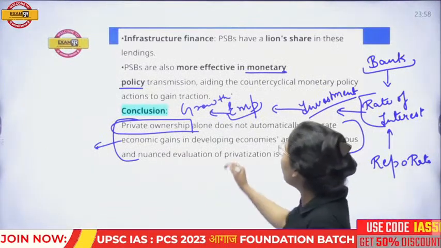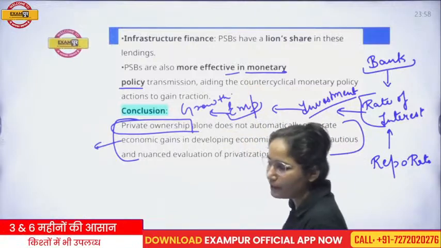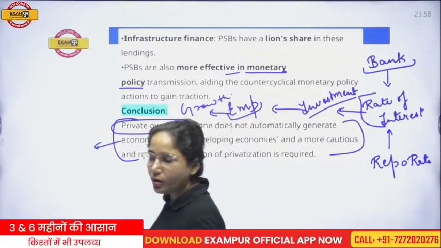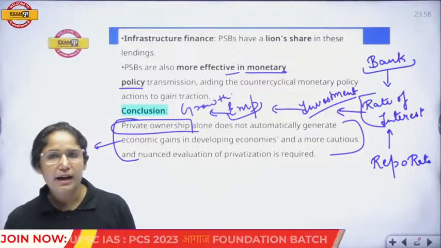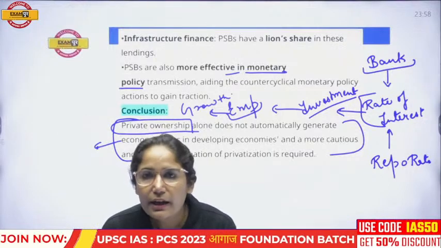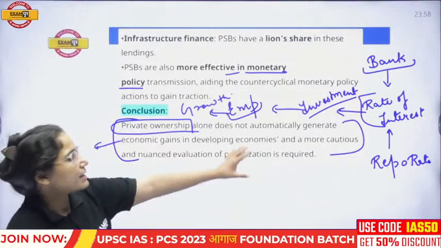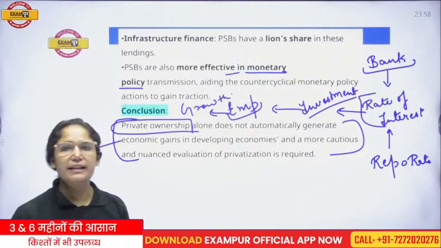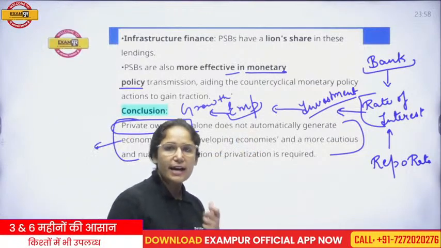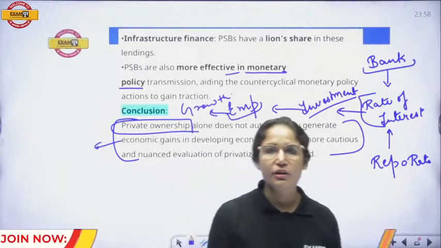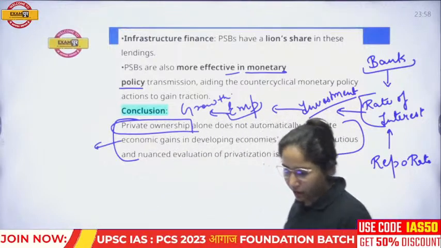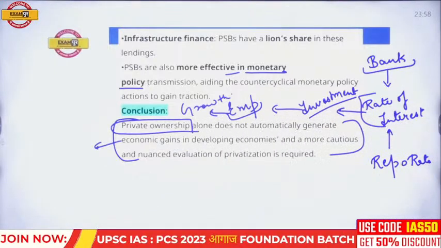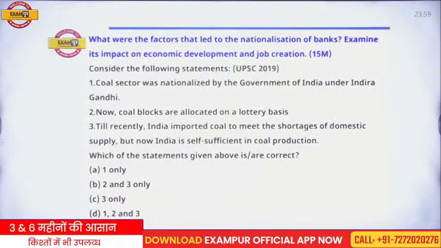Infrastructure finance is more effective in the case of the public sector. Why is it so? The policy transmission mechanism would work effectively. And what is the transmission mechanism? I've just told you: once we take the rate of interest as the agent to make an effect on aggregate demand. Okay.